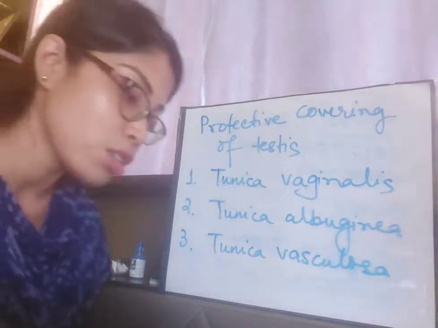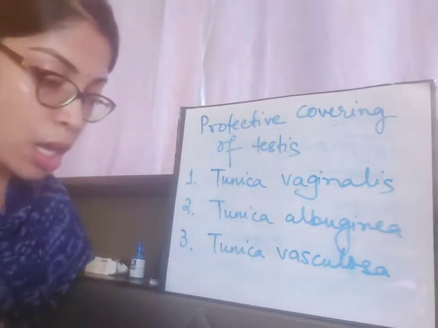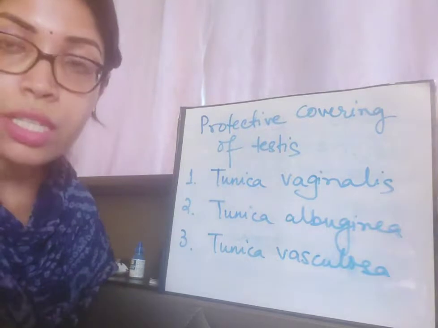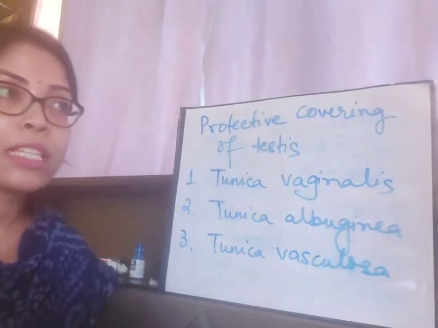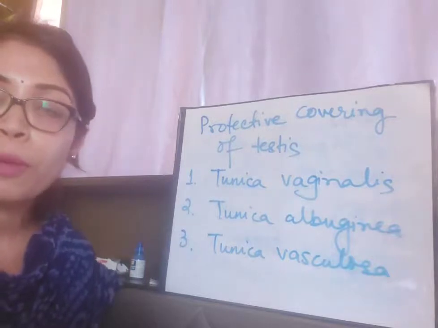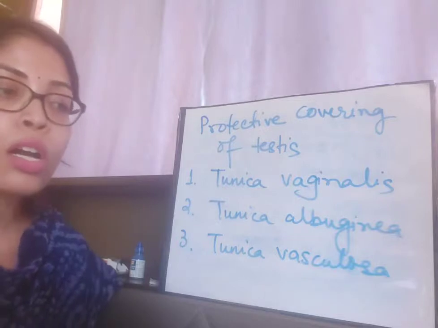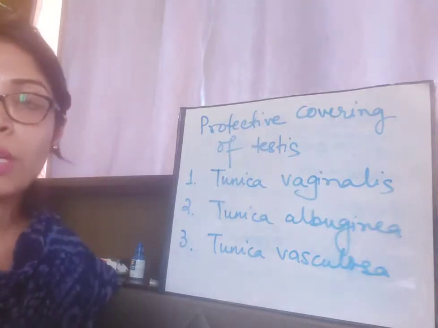So I hope these things you know. The main functions of the male reproductive system are 2. What are they? Obviously the first one is spermatogenesis, that is the formation of sperm, and the next one is the formation or the production of the male sex hormone, which is testosterone. So these are the 2 most important functions of the male reproductive system.